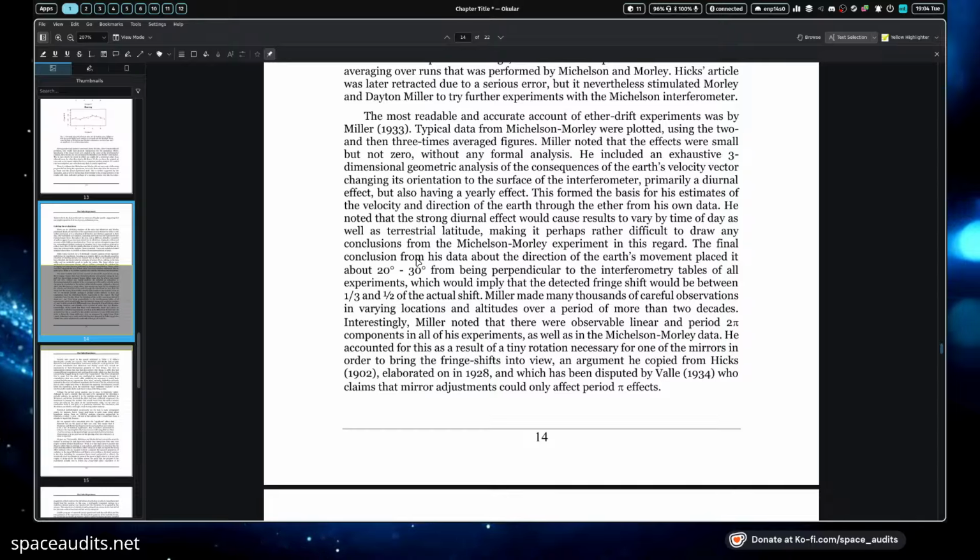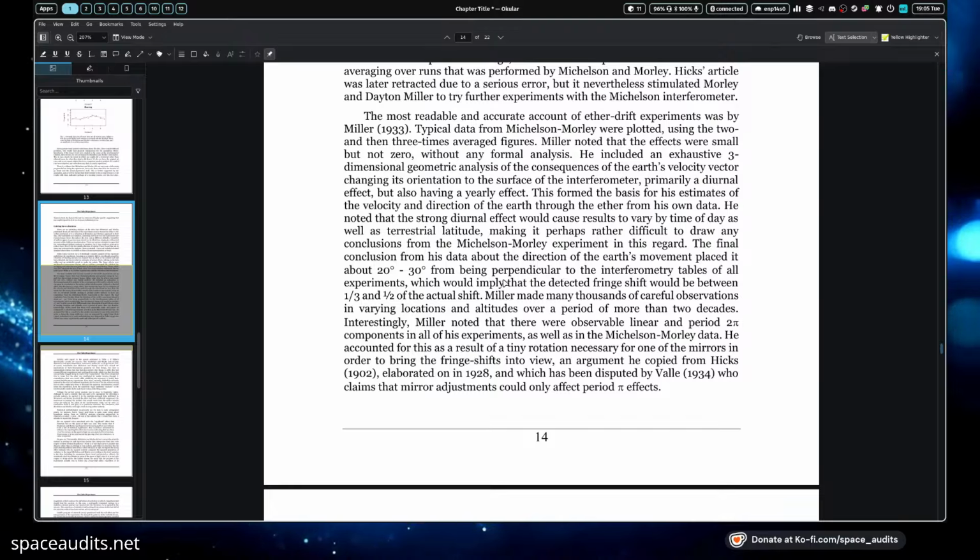The final conclusion from his data was that the direction of Earth's motion placed it about 20 to 30 degrees from being perpendicular to the interferometer table of the experiment. So yeah, I think he had it going towards some direction in Leo, and then the gentleman from Oregon who did his own analysis determined that Miller made some sort of error and actually reversed it and had the direction going in Virgo. So I don't think any of these guys know what direction based off of the magnitude that they're getting at the time of day. It is kind of a circus, isn't it? It can literally be whatever you want, apparently.